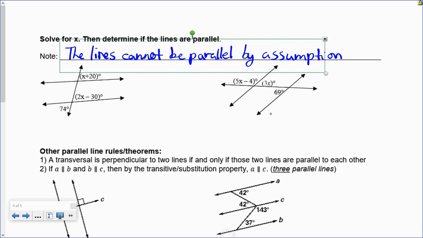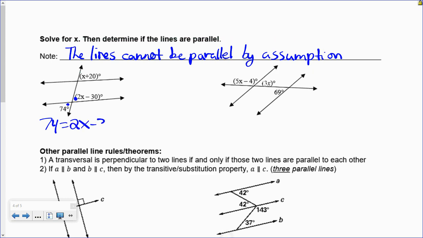So how would I solve for x? What's another angle relationship that's safe, regardless of whether the lines are parallel or not? Vertical. So you're going to do 74 equals 2x minus 30. You can use this relationship whether the lines are parallel or not, but you have to use it if you for sure know that the lines are not parallel to begin with. By assumption, you can't assume that they're parallel. So if I add that over, what do I get? Say again? 52. 52. All right.